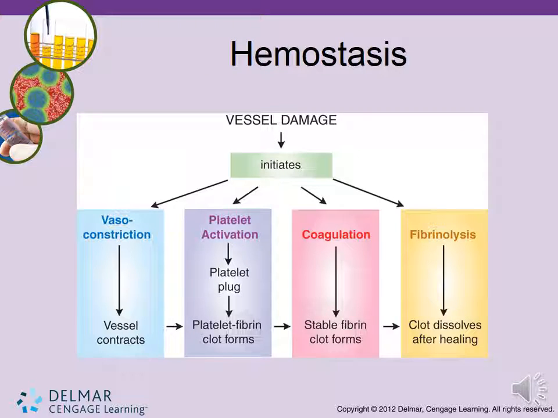This slide you're going to see is the process of hemostasis. It's a good explanation of the physiology of blood clotting. So you notice that here is our sequence: vasoconstriction, platelet plug formation, then we have our stable fibrin clot that forms, and at the end is fibrinolysis. We're going to go through each of these steps individually.